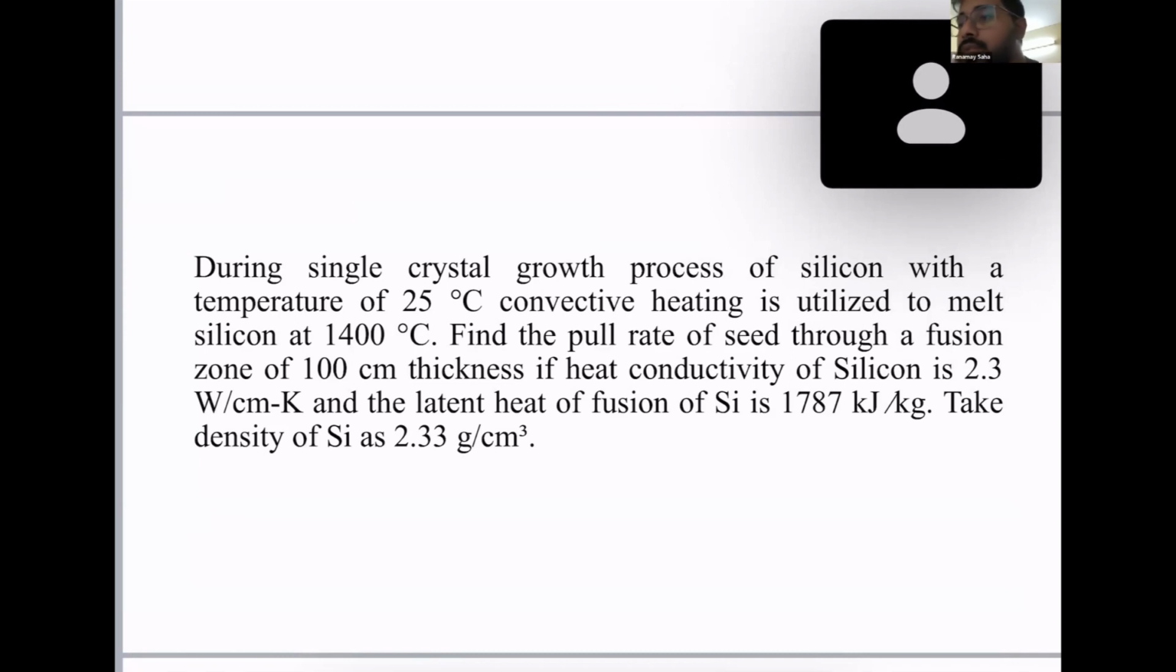If the heat conductivity of silicon is 2.3 watt per centimeter Kelvin, and the latent heat of fusion is 1787 kilojoule per kg, you can take the density of silicon as 2.33 gram per centimeter cube. All right, so give it a try. We'll discuss it in a short while.